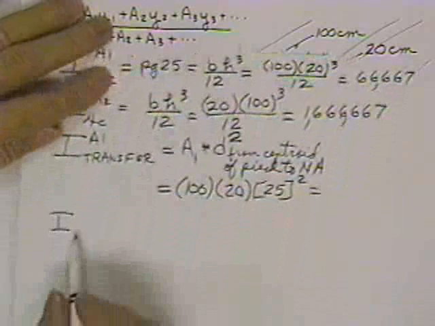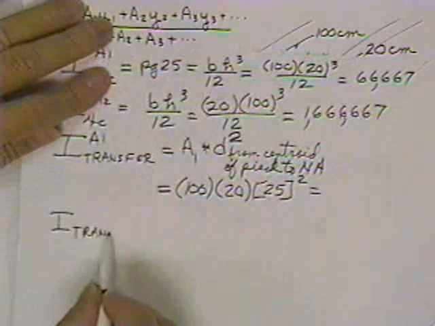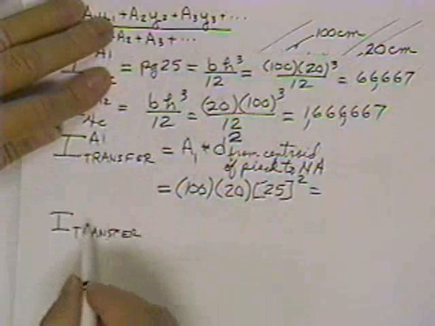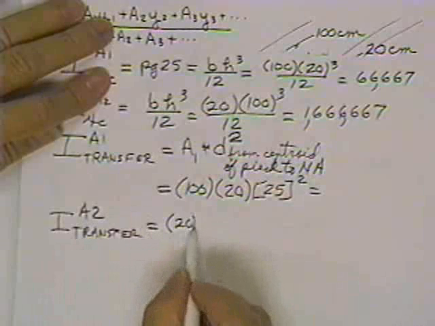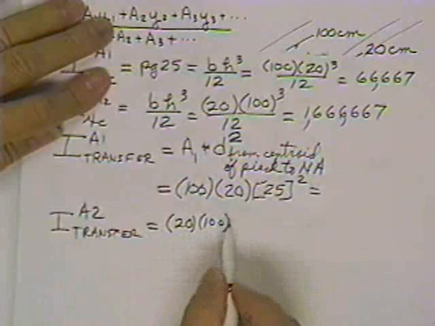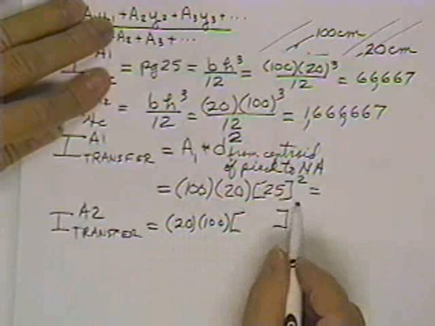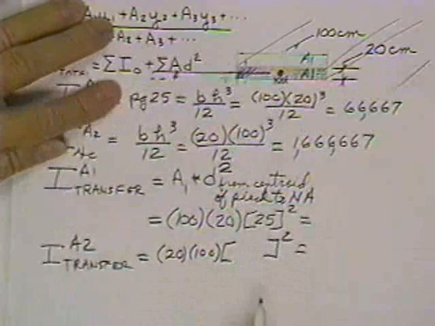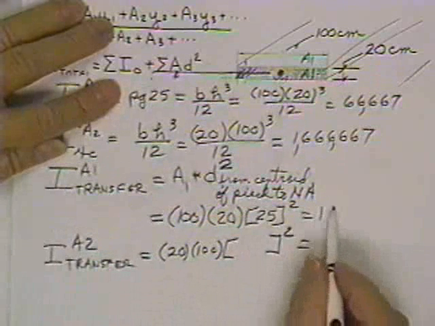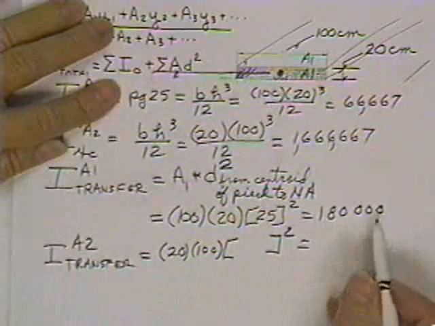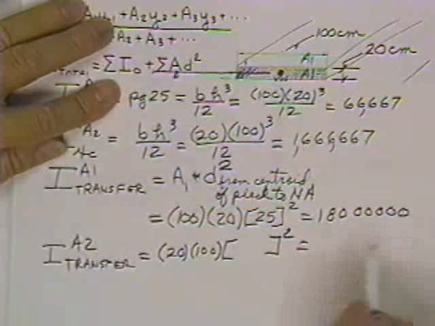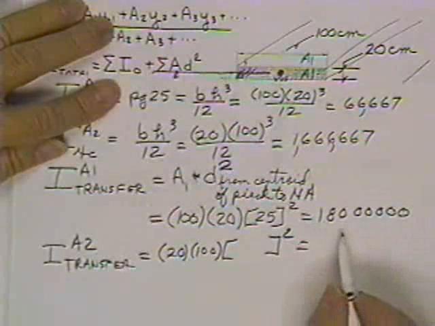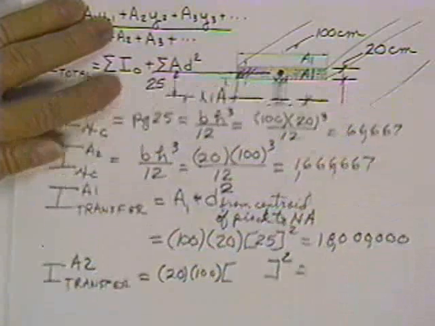You also have a transfer moment of inertia for area 2. It is 20 wide by 100 deep. What did you get for this one? 180,000,000. Wait a minute. 180,000,000. You sure now? Count them rascals. 6 zeros. 1, 2, 3, 4, 5, 6. All right, so that's 18 million.